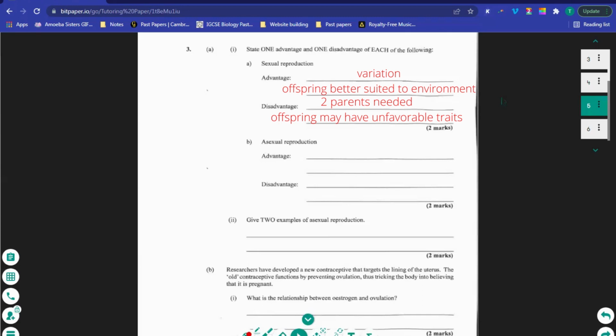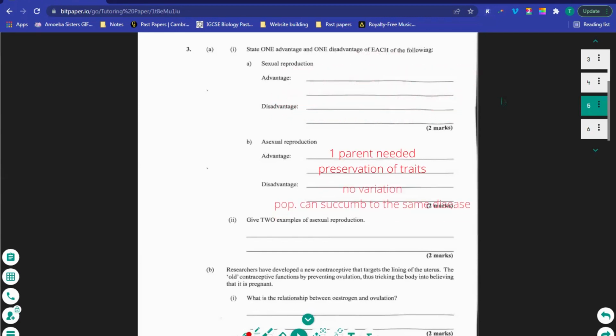So two things: the parents may have a few traits that we want, and we expect all of these good traits to come together in the individual offspring. But this may not happen. The offspring may get all of the recessive traits. Then part B, with asexual reproduction, what is an advantage?